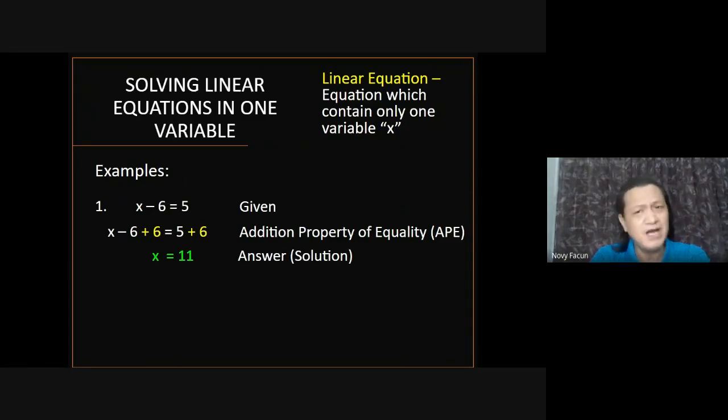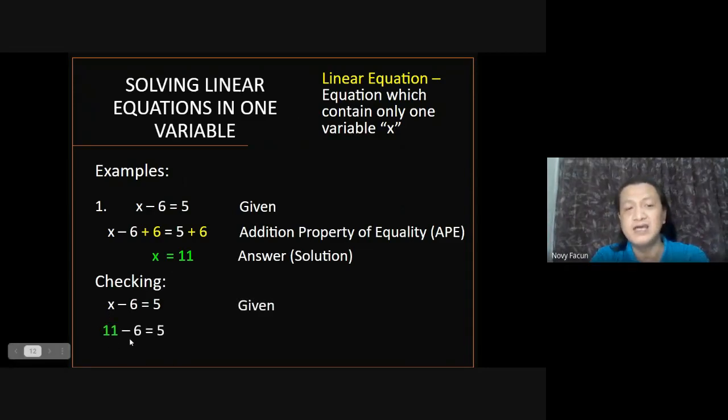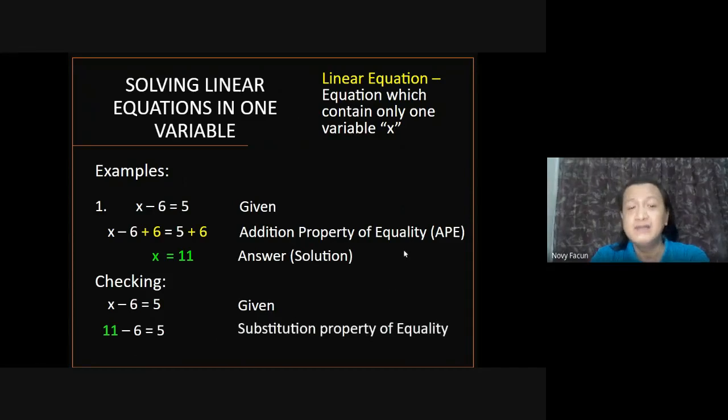So, kapag nahanap mo na yung value ng x mo, i-check mo ngayon using the substitution property. So, checking natin. Kopyahin mo lang yung original equation mo na x minus 6 equals 5. Substitute mo yung x na 11 dito sa given mo. Kaya, that is 11 minus 6, that is 5. Kaya, that is under of substitution property. Kapag nag-equal sila na 5 equals 5, meaning yung value ng x mo na 11 ay tama.